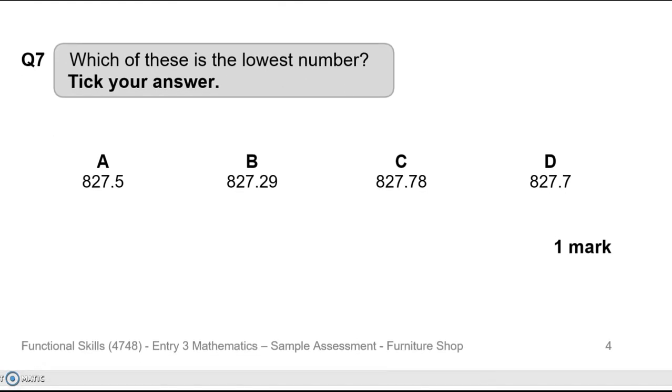Which of these is the lowest number? We've got 827.5, 827.29, 827.78, 827.7. So the whole number part is exactly the same. We're just looking at the next digit to determine which one is the lowest number. So we've got 5, 2, 7, 7. The 2 is the lowest one. That means option B.